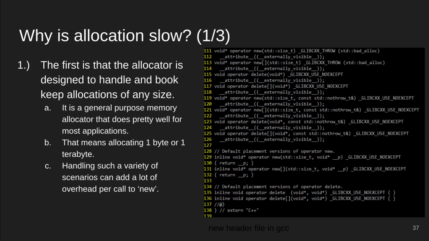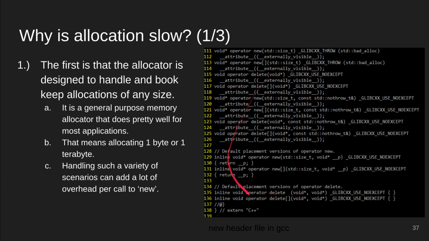So that means it's designed to handle a bunch of different scenarios of small allocations or large allocations. There's certain optimizations you can do if you know exactly how much memory you're going to allocate. But with new, we don't have many constraints. It just needs to handle anything, right? Whenever you new something, you expect it to give you memory. The allocator will do that work behind the scenes.